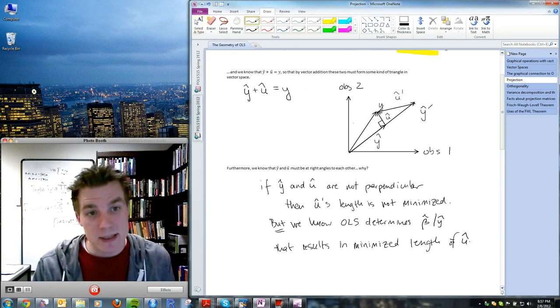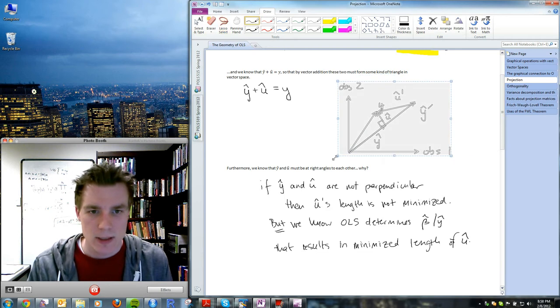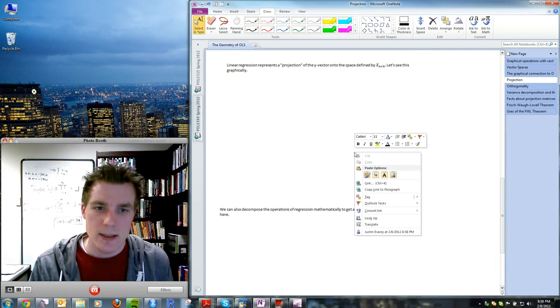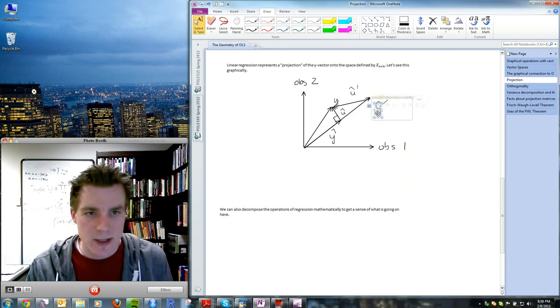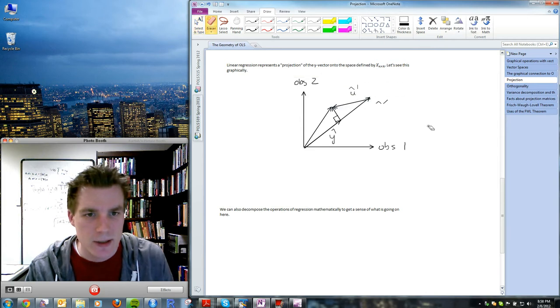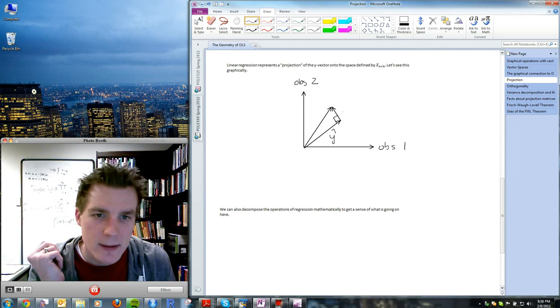Let me go back up to this diagram right here. I'm going to pull this out, copy that, come down here and paste it. Let me get rid of the extraneous extra vectors here. Actually, I think I can erase them. Yeah, there we go. Okay, so here's y hat, u hat, and y.